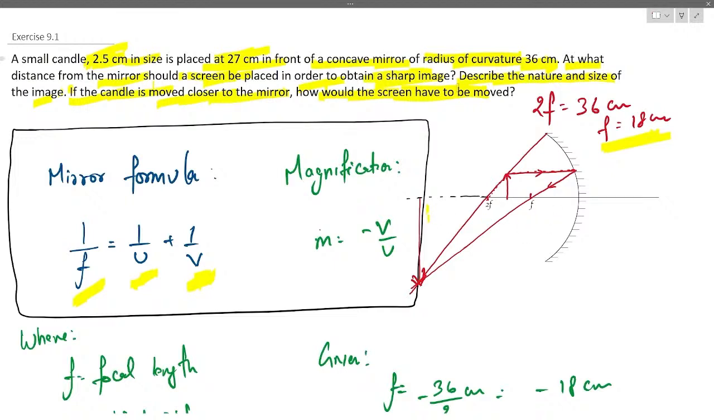Now we have got the value of v, that is where the screen should be placed. We have to find out the nature and size of the image. Since we have got the value of m, we can find the size of the image, which equals magnification times the original size of the object, that is 2.5 times 2, that is 5 centimeter, and the nature of the image is real. And now we have to find out, if the candle is moved closer to the mirror, how would the screen have to be moved? That is, if this candle is approaching f and also approaching the pole, then how would the position of the image change?